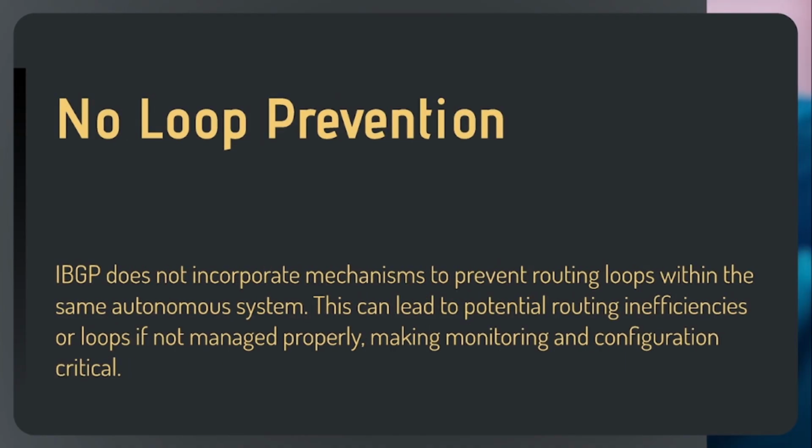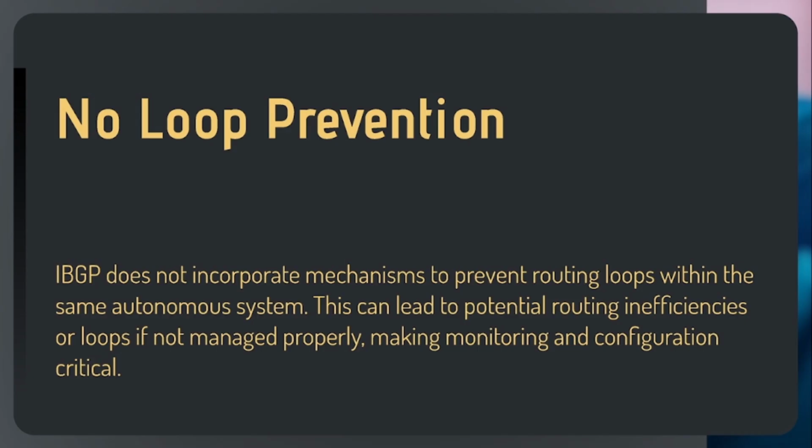Then, no loop prevention. IBGP does not incorporate a mechanism to prevent routing loops within the same autonomous system. This can lead to potential routing inefficiencies or loops. So even though IBGP has this full mesh, it has no such loop prevention as compared to EBGP. What this is telling you is that it doesn't have that solid mechanism.